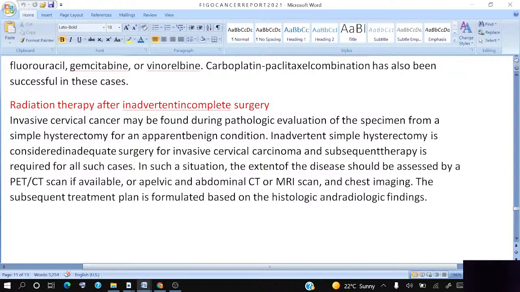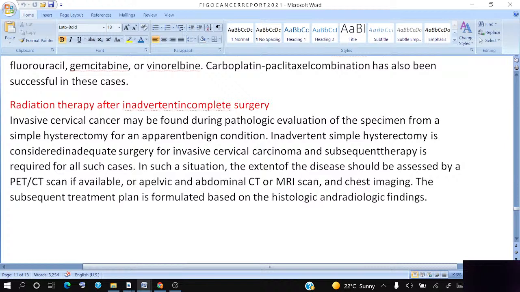If we go to radiotherapy after surgery, we have to consider that an invasive cervical cancer may be found during pathological evaluation. A specimen from a simple hysterectomy may show a benign condition. Here, a simple hysterectomy is considered a disadvantage of the surgery when carcinoma is found, and subsequently therapy is required in all such cases.